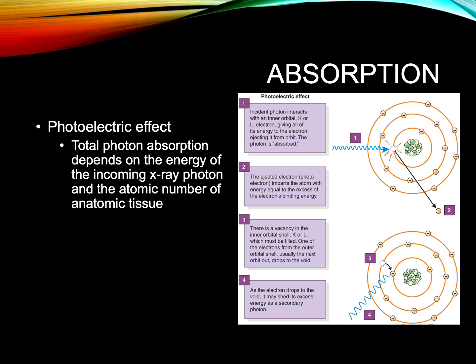If you look at number 3, this is where the vacancy is. So this is going to be a vacancy in the inner orbital shell, either K or L, which must be filled. So one of the electrons from the outer orbital shell, usually the next orbit out, is going to drop into that empty space. As the electron drops to that empty space, it may shed its excess energy as a secondary photon. So this is the photoelectric effect. It is the total photon absorption that depends on the energy of the incoming X-ray photon and the atomic number of your patient's part that you are examining, the anatomic tissue.